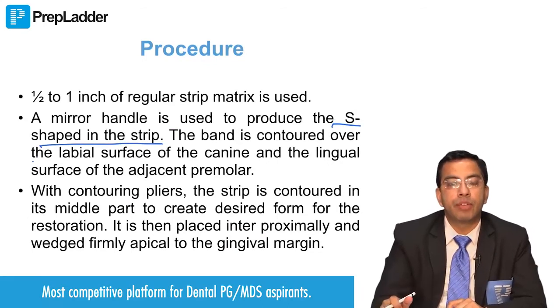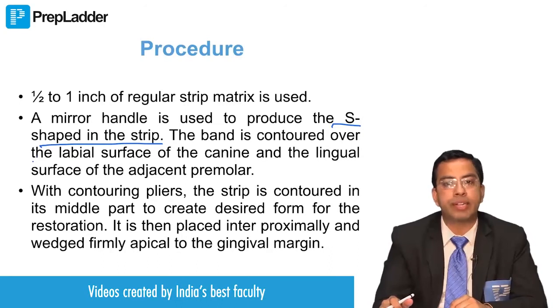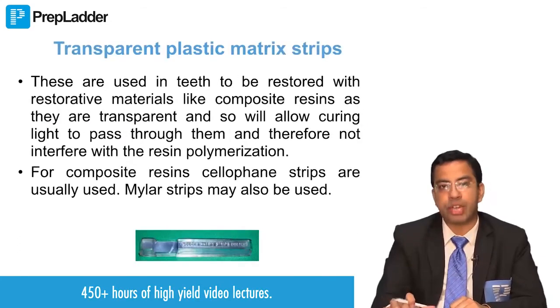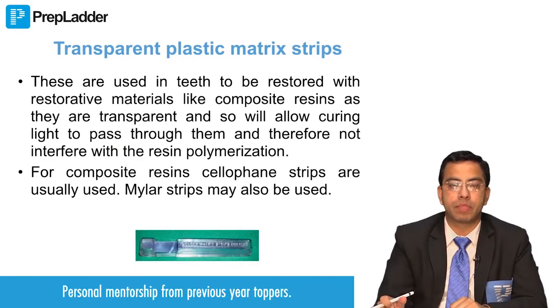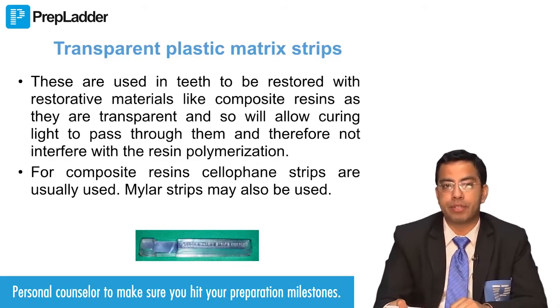With contouring pliers, the strip is contoured in the middle part to create the desired form for the restoration. It is then placed interproximally and wedged firmly apical to the gingival margin. That was about the S-shaped matrix used for the class 3 preparation.